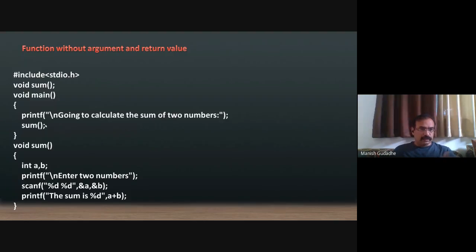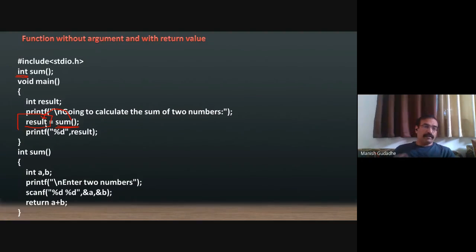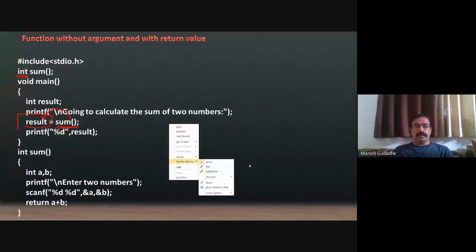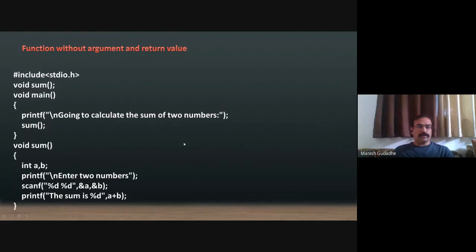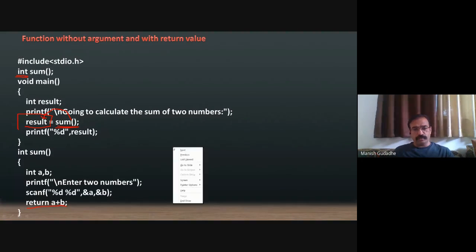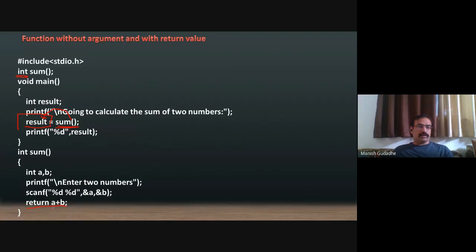In the previous case, sum has nothing to return, so it has a return type void. Whereas here sum has a return type integer. That's why we are taking help of this variable to collect it. Here you can also see it has a return statement, return a plus b. Whereas in the previous case, we don't have any return statement. By default, it is going to return the control to the calling program. Here it is not only returning the control, but it is returning a value also, which will be collected in sum.